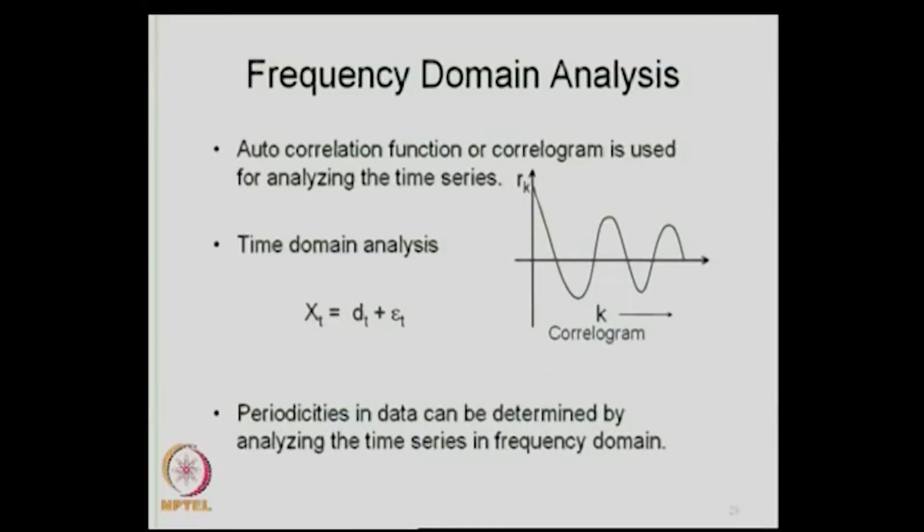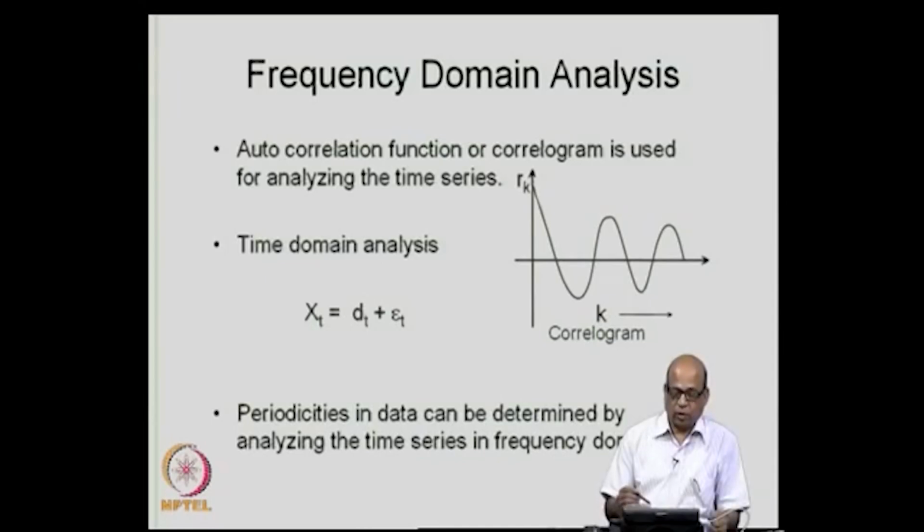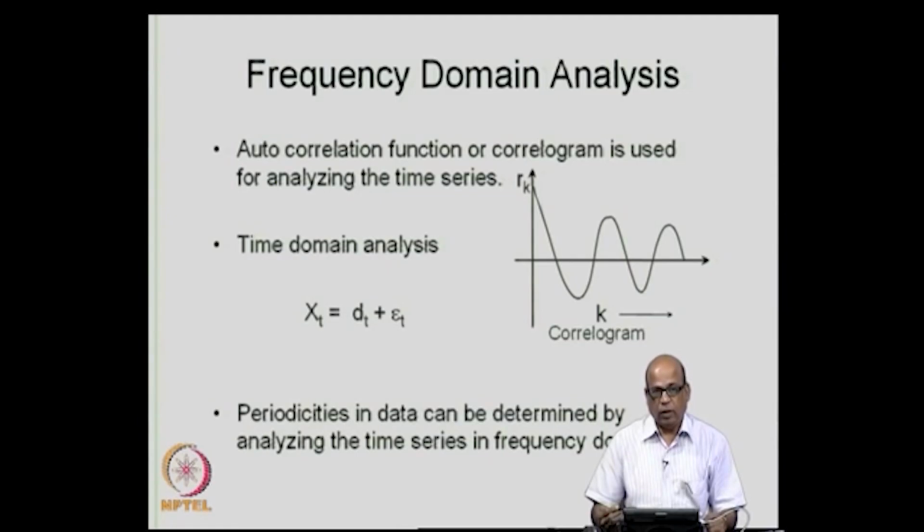So, in the frequency domain analysis, this is just what I just mentioned, that you may have a correlogram which is exhibiting a certain degree of periodicity here. If you have a periodic process, the correlogram will appear something like this. Specifically, if you have monthly flows, the correlograms can be like this, and then slowly it shows a decay. There will be a slow decay of the correlogram itself.